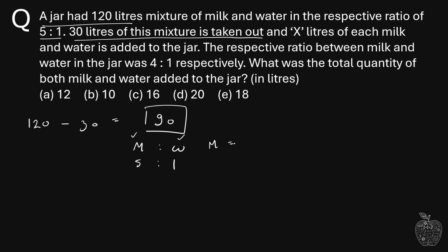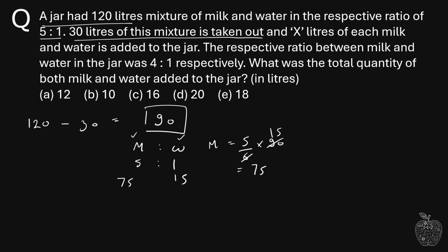So we know that milk is 5 parts out of total 6 parts in this 90 liters. So 6 ones are 6 and 6 5s are 30. 5 into 15 will give me 75. So here we have 75 liters of milk and water will be obviously 90 minus 75, 15 liters.